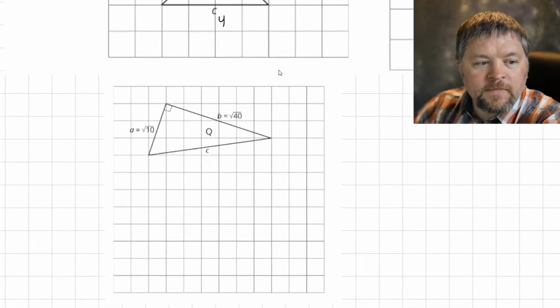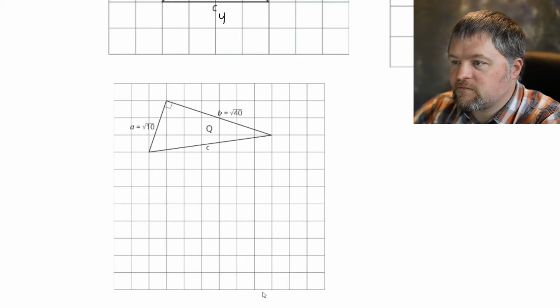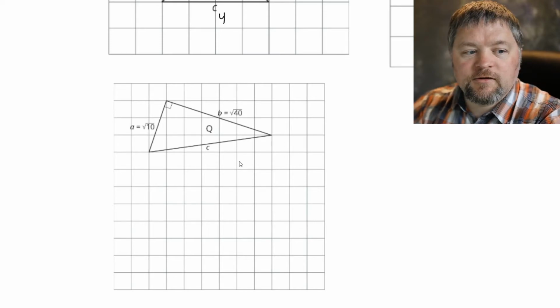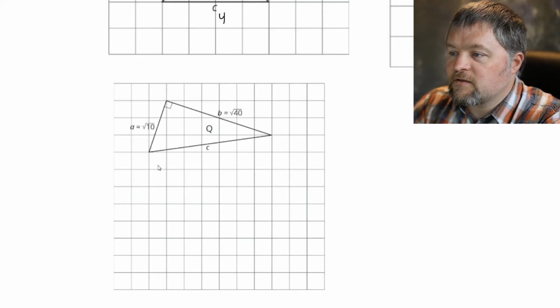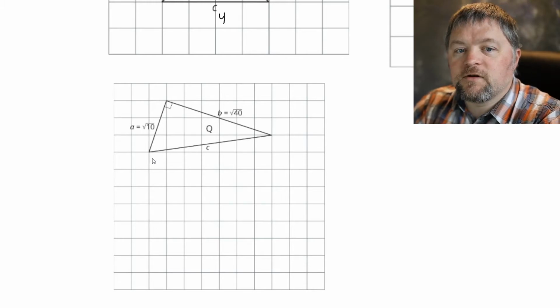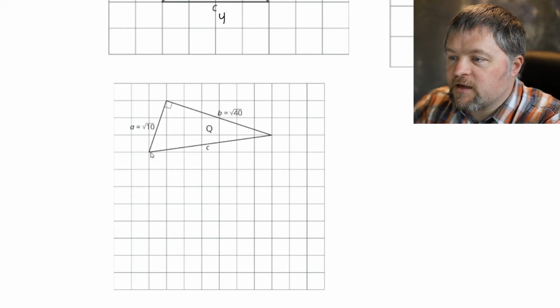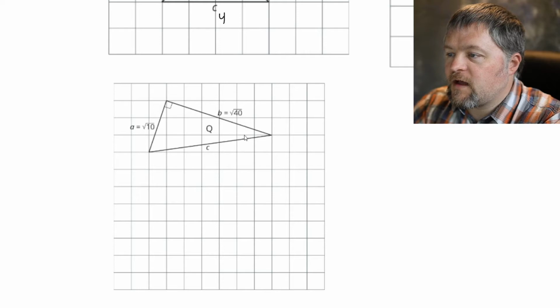Okay. Here's another triangle for us. A is the square root of 10. B is the square root of 40. We need to figure out the length of C, which means we are going to need to do what we've been doing, draw a square off from it and find the area. This is up 1 over 1, 2, 3, 4, 5, 6, 7. So we are going to want to go down 7, 1, 2, 3, 4, 5, 6, 7, and over 1.